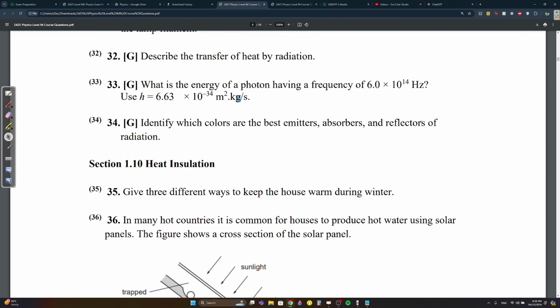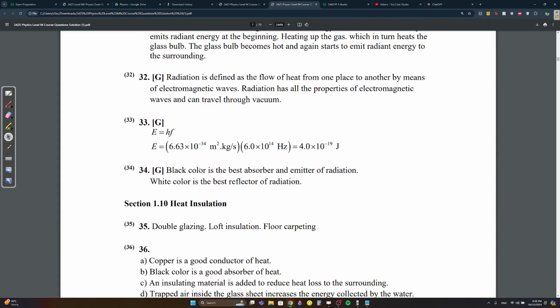Identify which colors are best emitters, absorbers, and reflectors of radiation. This came also. You should know that the black color is the best absorber, and since it absorbs the most, it should also release and emit the most. White color is obviously the best reflector.